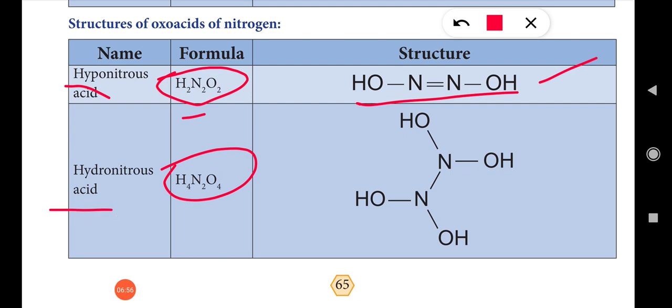And hydronitrous acid. This is hypo, this is hydro. Hydronitrous acid, its molecular formula is H4N2O4. This is H2N2O2. If we add 2 hydrogen and 2 oxygen, we get H4N2O4. This structure is given.